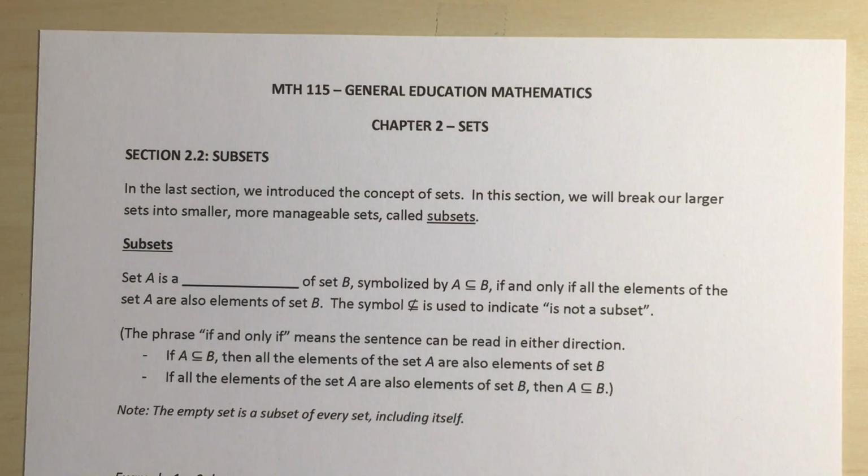Today we're going to talk about section 2.2. In section 2.2 we are going to look at subsets. In the last section we introduced the concept of sets, and as we were doing that we talked about some key definitions and some different ways that we can write our sets. In this section we are going to break our larger sets into smaller, more manageable sets called subsets.